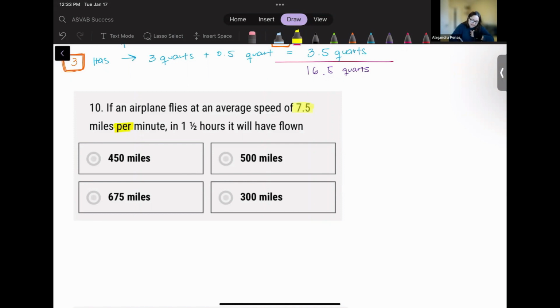So we have 7.5 miles for 1 minute. So I'm going to go ahead and write that down. 7.5 miles in 1 minute. And we flew for a total of 1.5 hours. What do you notice is going to be an issue for you?